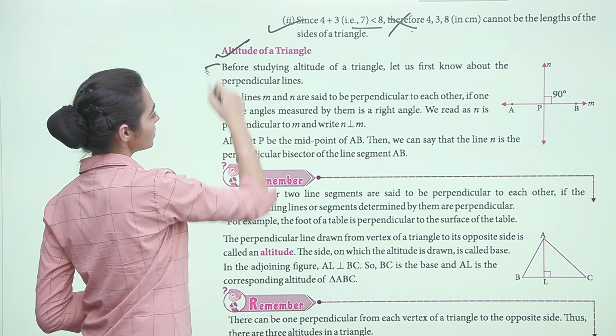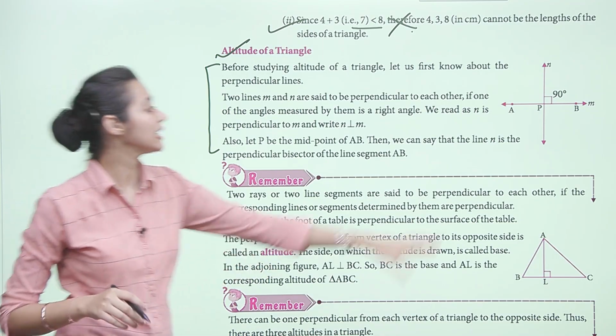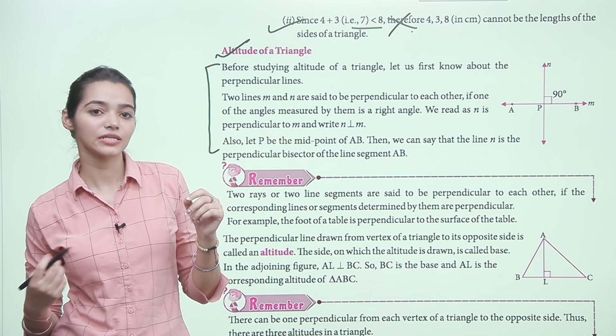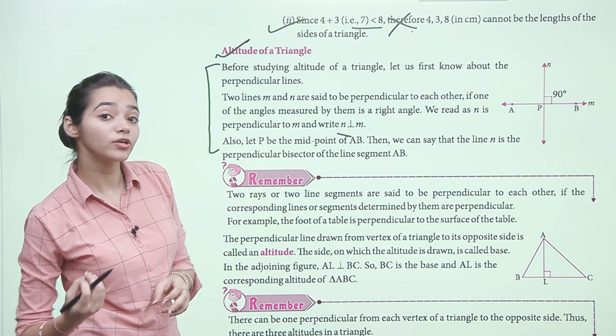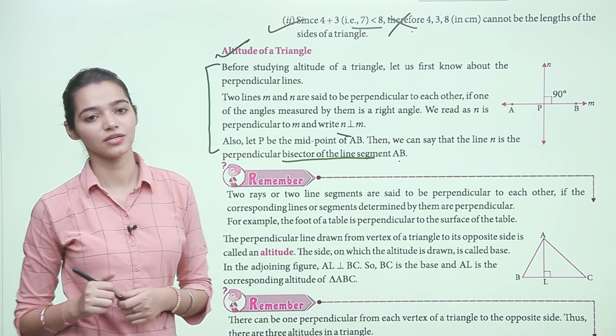Now the altitude of a triangle. Before studying altitude, let us know about perpendicular lines. We know that L, M and N are perpendicular lines, and the angle between them is 90 degrees. So we can say that N is perpendicular to M, and P is the midpoint of AB. So line N is a perpendicular bisector of line segment AB.